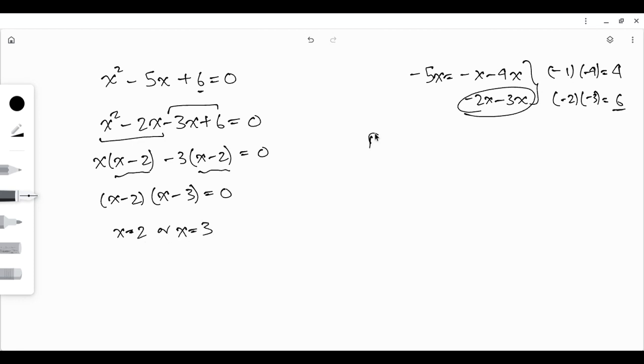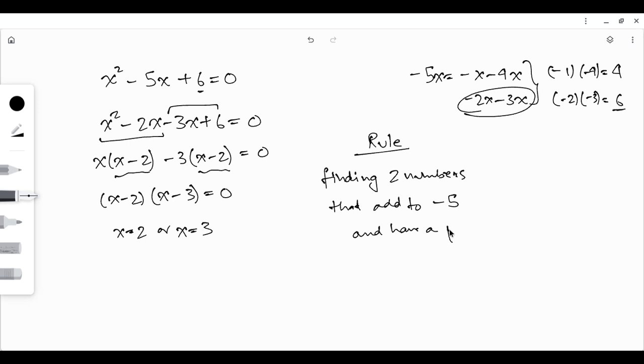So here's the rule: you're finding two numbers that add to negative 5 and have a product of 6. Negative 5 is this number here. 6 is this number here. Let's look at another example.